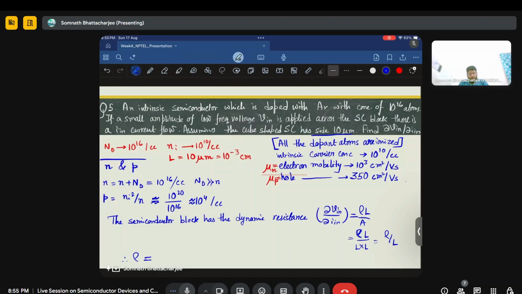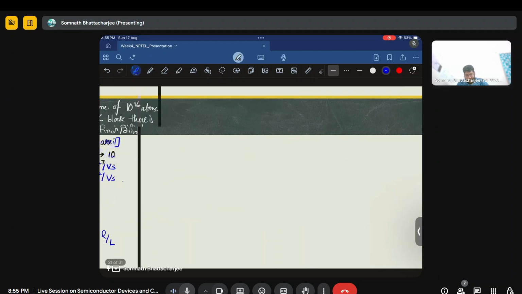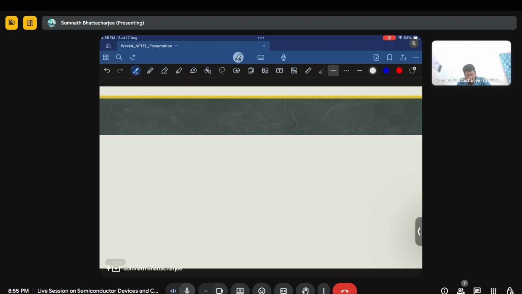What is the rho value? As we already have the value of L, we have to calculate the value of rho. Maybe we'll write it on the next page. So let's write it here. So the value of rho is how much? That is q multiplied by (n mu n plus p mu p). Just calculate it and tell me the value of this.